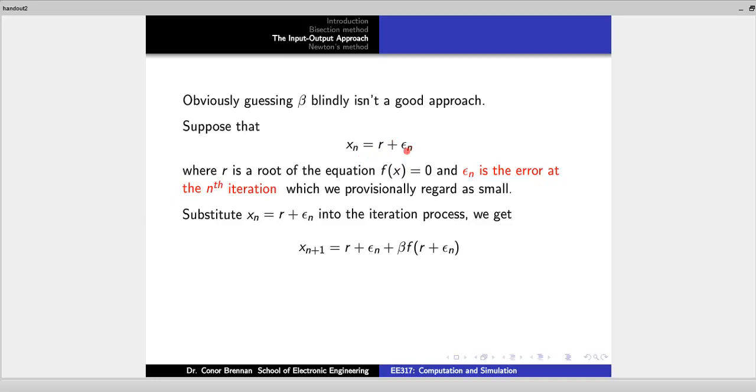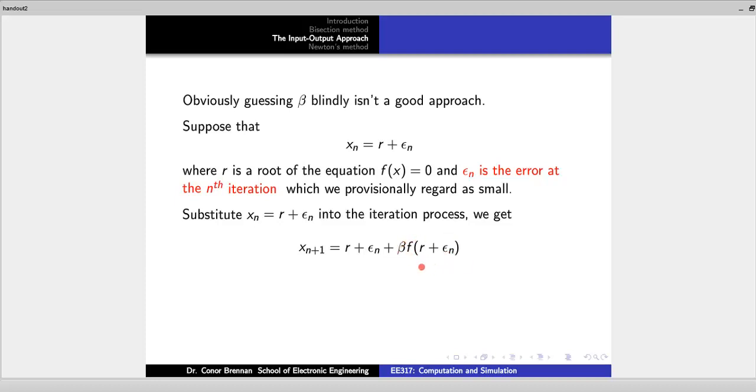So how can we analyze this? Well, take this error decomposition and put it into our input-output update, and we get our n plus 1th guess is now equal to our nth guess, where we've put in our error expression, r plus epsilon n instead of xn, plus beta times f of xn. Okay, that's the first thing we do.